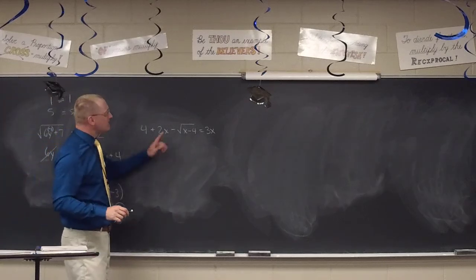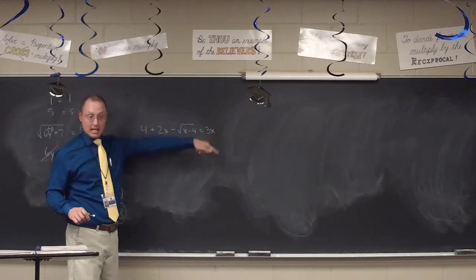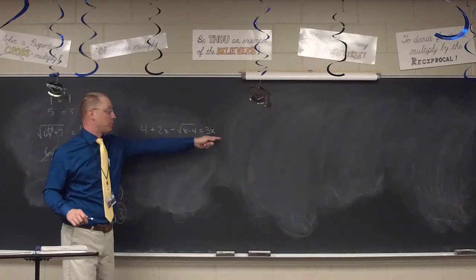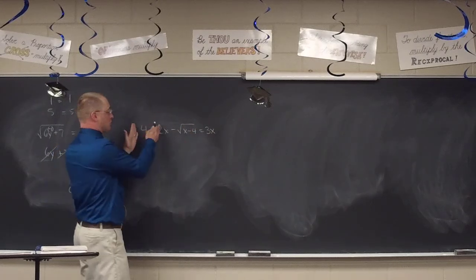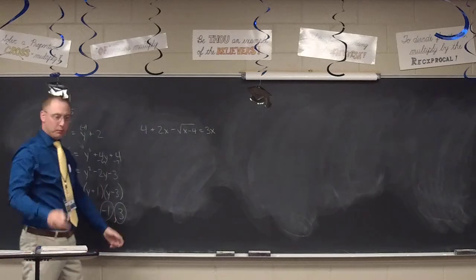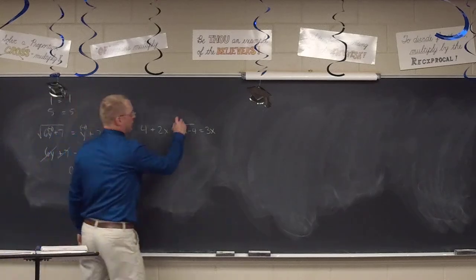And now it is a negative radical, so I could shift it over to make it positive and then bring the 3x over. Do a double switch. Or I could just move both the 2x and the 4 over. Dylan, what do you want to do? Double switch it. All right, let's do it.